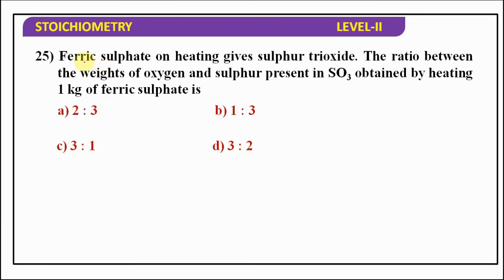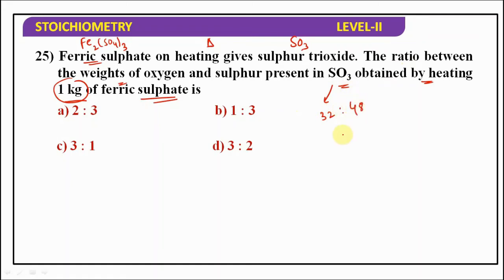See here, ferric sulfate. What they gave? Ferric sulfate on heating gives sulfur trioxide, SO3. The ratio between weights of oxygen and sulfur present in SO3 obtained by heating 1 kg of ferric sulfate. Most of the people take the amount and 1 kg like that. Simple. They are asking weights ratio. Why are you worrying about all those? Oxygen and the sulfur. So sulfur is 32.